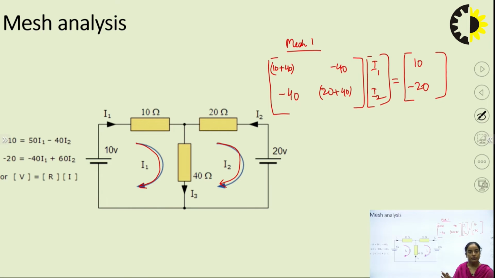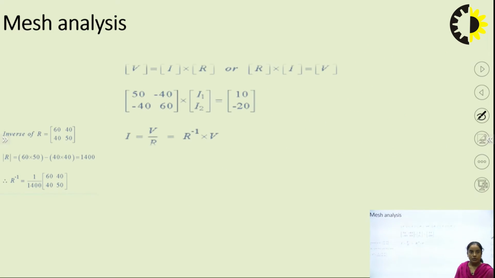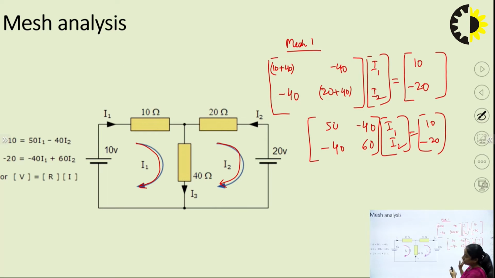Now you can solve this and find the values. It will be 50, minus 40, and 60. By applying any matrix solving method, you can find the values of currents I1 and I2. Here V equals I into R. So this is the method by which we calculated the mesh currents by mesh analysis.